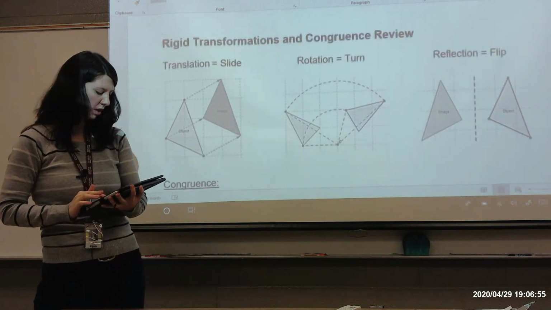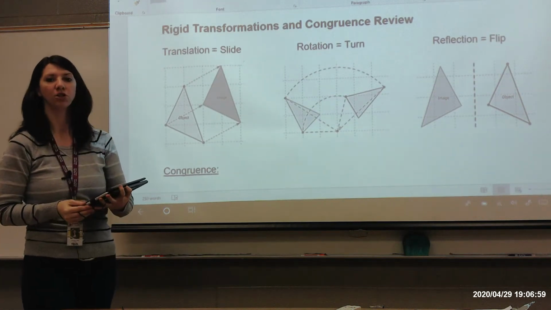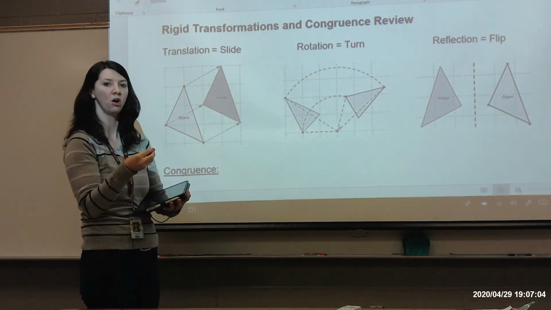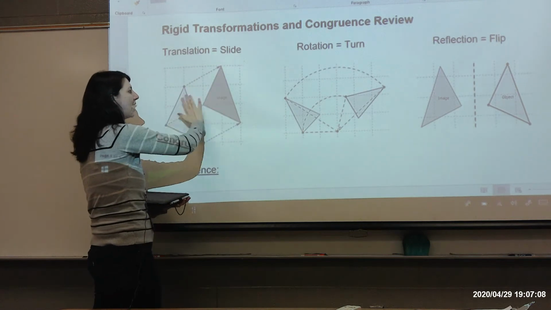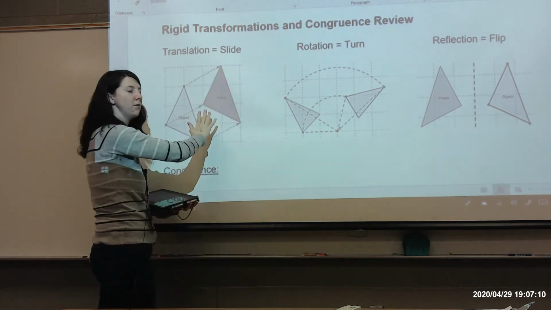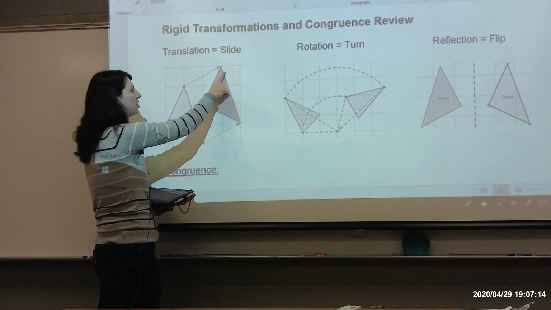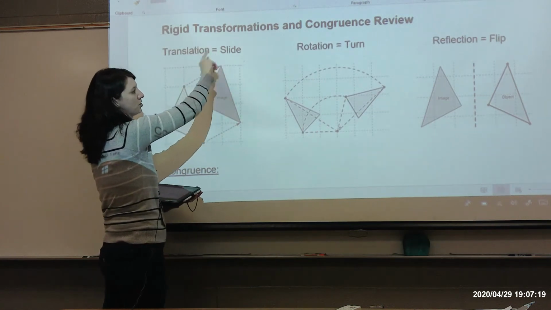So let's review the congruence, which comes from rigid transformations. Rigid transformations mean that we're not changing the shape at all. We're just moving it around. So we have a translation, which is just a slide. So left, right, up, and down. Okay. So we have object to image. Image is the new shape after it's been transformed.